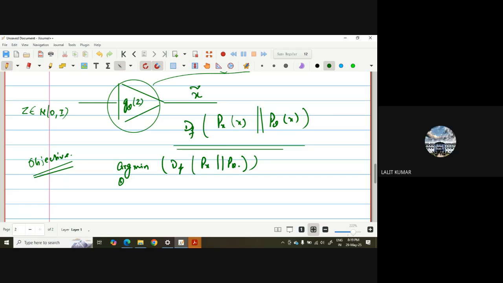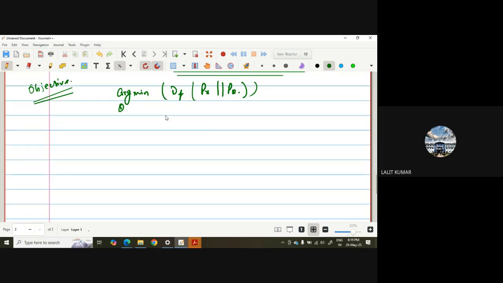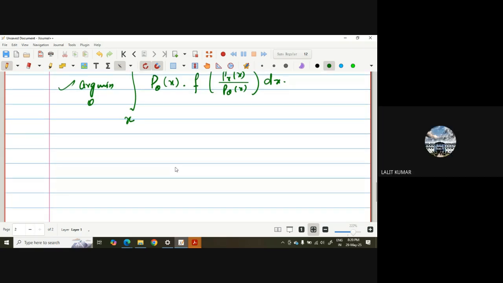Now, what was the D_f? My objective becomes argmin over theta, and my D_f was the integral over x of p_theta(x) times some function f of p_X(x) over p_theta(x), dx. So this is my objective now. Now we will take help of statistics to solve this.